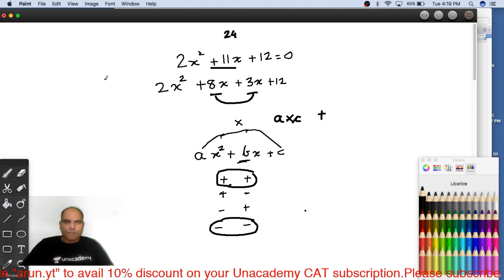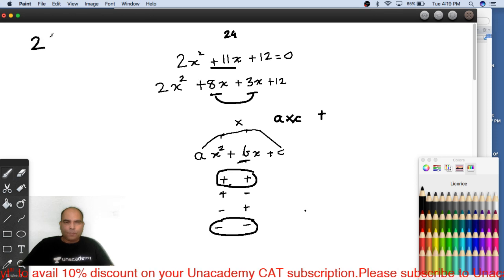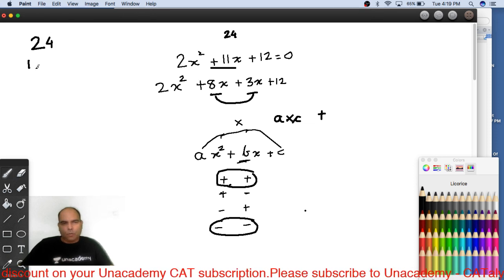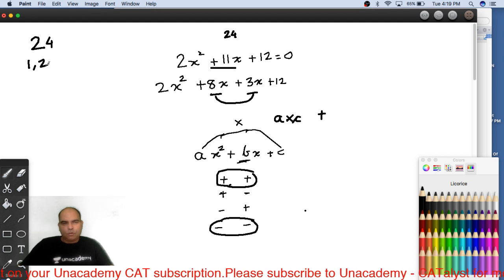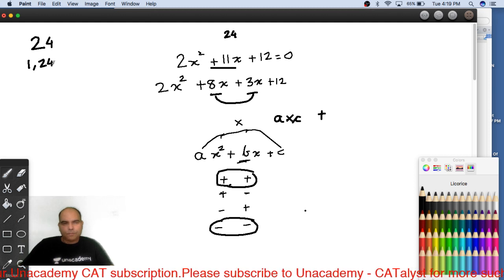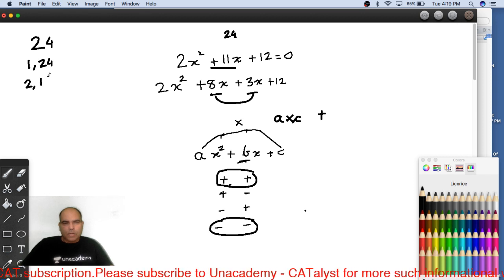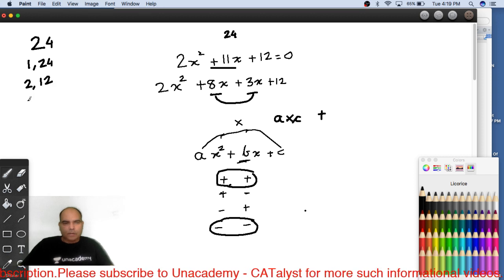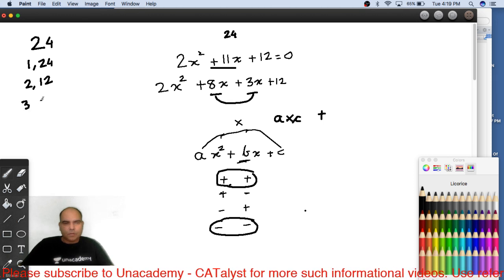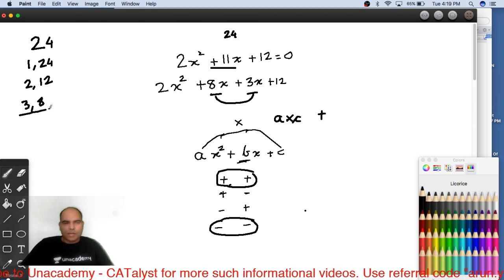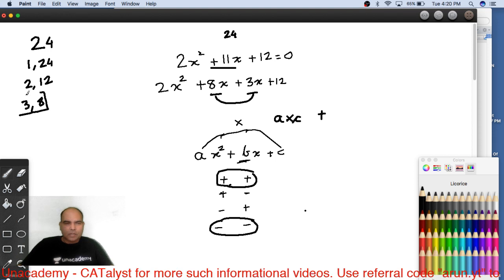So if you search in the factor pairs of 24, 1 and 24, 2 and 12, then you will see the factors at 3 and 8. So that is when you decide okay, this is the split I want because 3 plus 8 is 11 and 3 into 8 is 24.